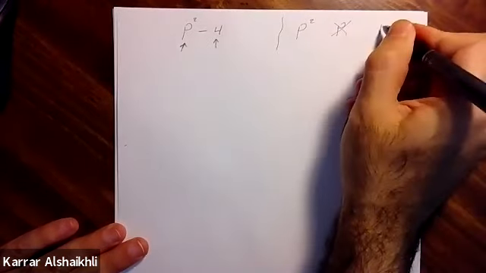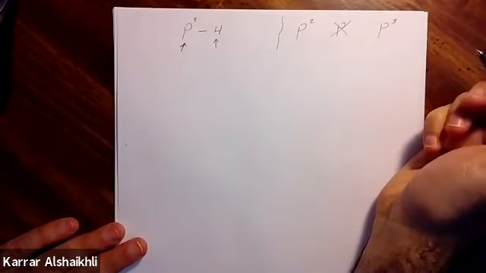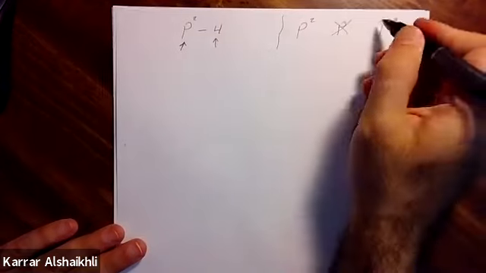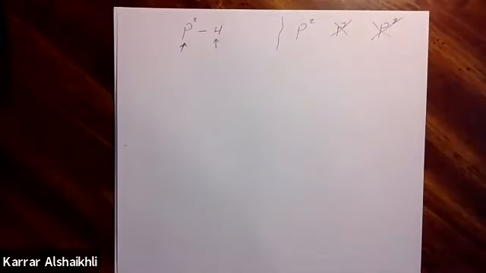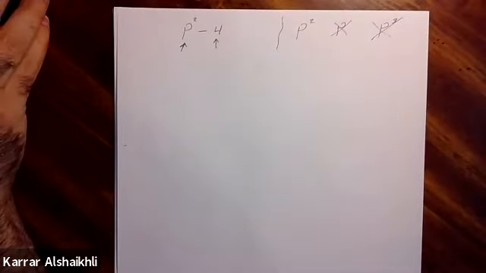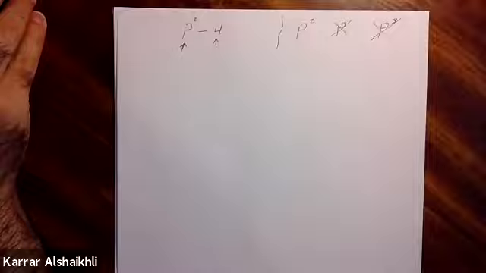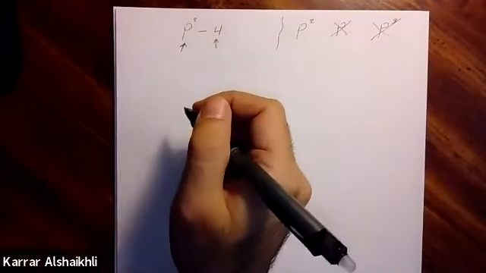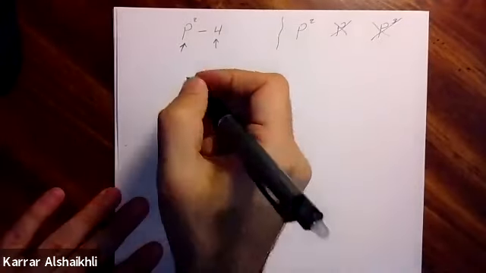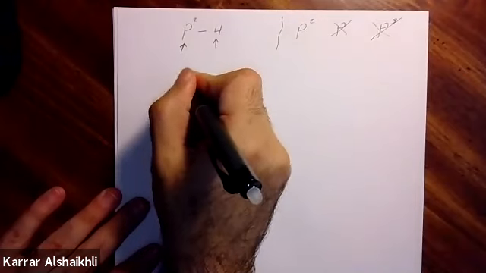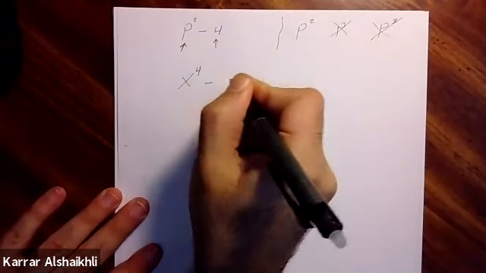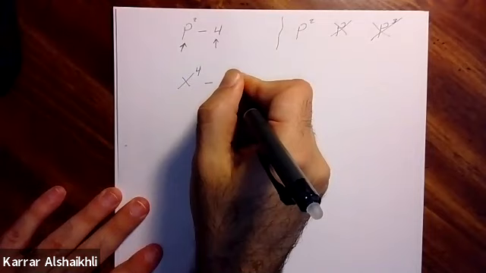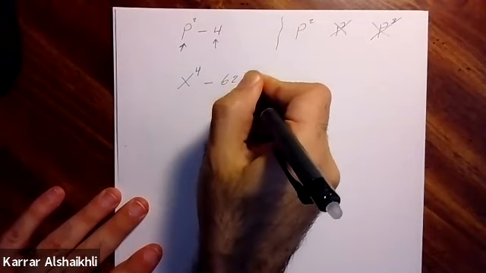What about if you have P cubed? It's not this method. Now I'm gonna give you another example. That's a good question. Let's do this one. This is really important. X to the power 4 minus 625.